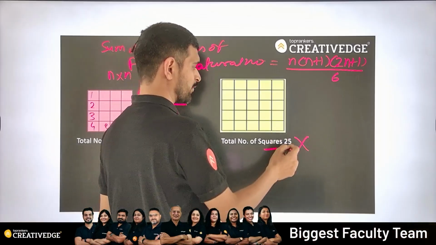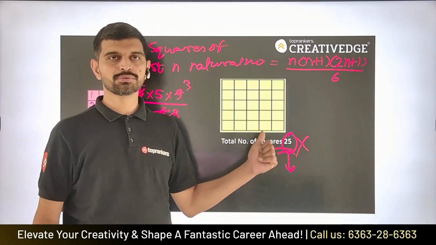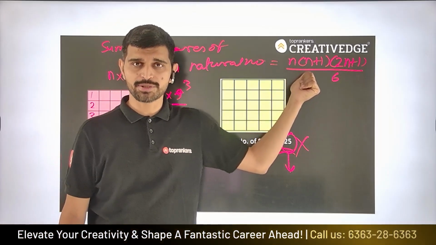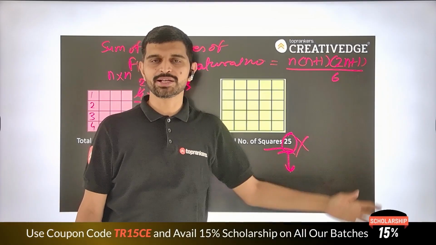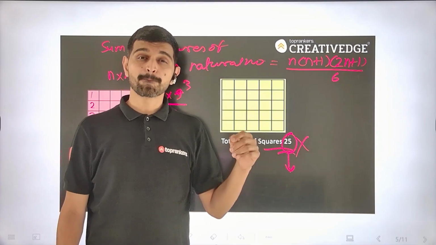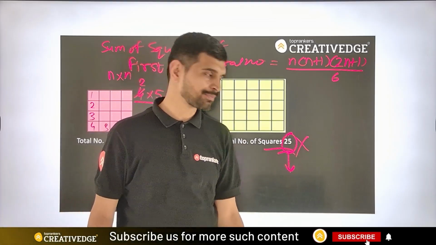Similarly, if you are counting for this one, write down the answer in the comment section. You just need to replace n by 5. n is 5, n plus 1 will be 6, 2 into 5 plus 1. Then multiply this entire thing and divide by 6, and tell me what the answer to this one will be. Make sure you write the answer for this one in the comment section.